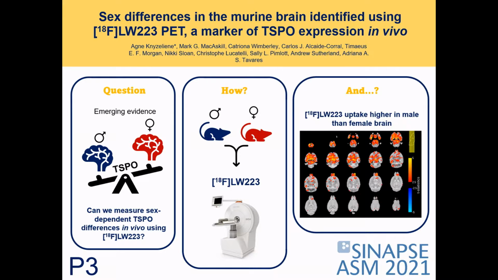In order to do so, we injected healthy male and female mice with LW223 and performed dynamic PET scans using a micro-PET CT system. As seen from the parametric image on the right-hand side, male brain had significantly higher LW223 uptake when compared to females, suggesting higher TSPO expression. Importantly, we were able to measure regional differences, which was not performed in the previous report.